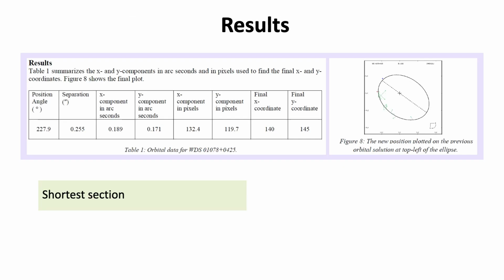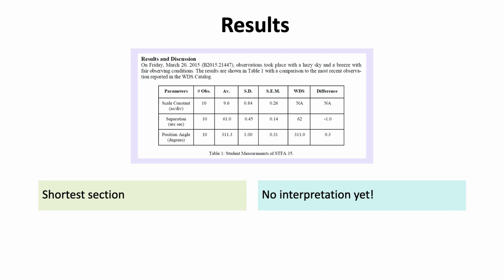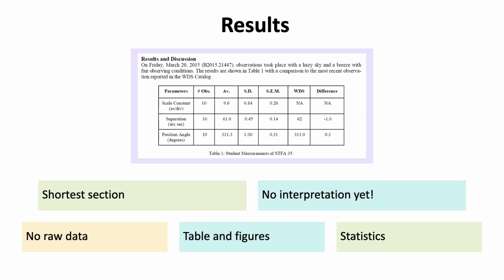In terms of the length of the text, the results section is often the shortest segment of a scientific paper. It may be tempting to begin interpreting the results in this section, but this section only contains the measurements themselves and perhaps some accounting of their accuracy and/or precision. Raw data should not be included. The results typically include tables, images, or light curves. The means, standard deviations, and standard errors of the mean are often given for observational data.